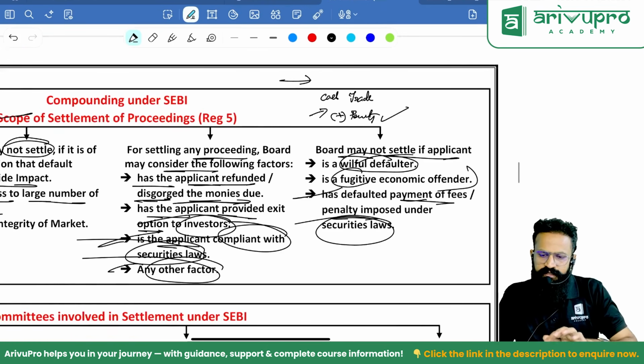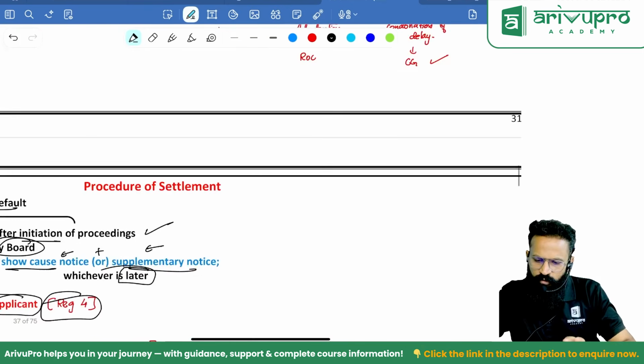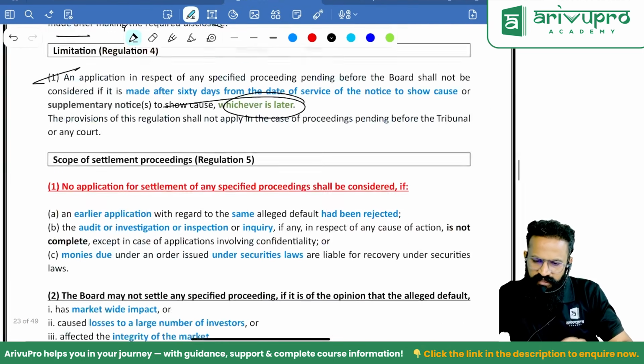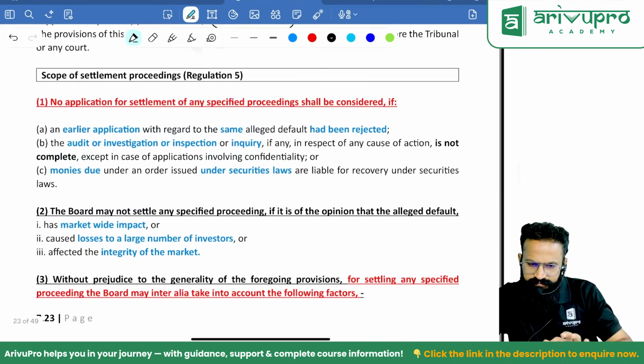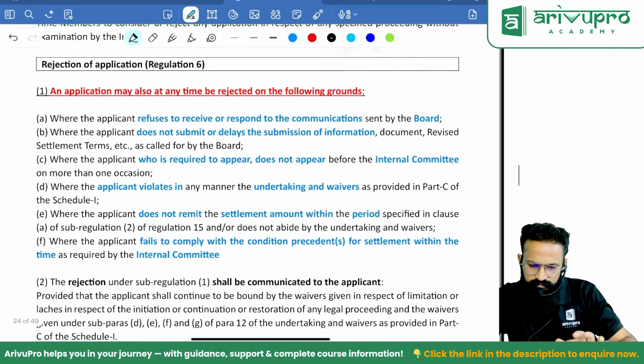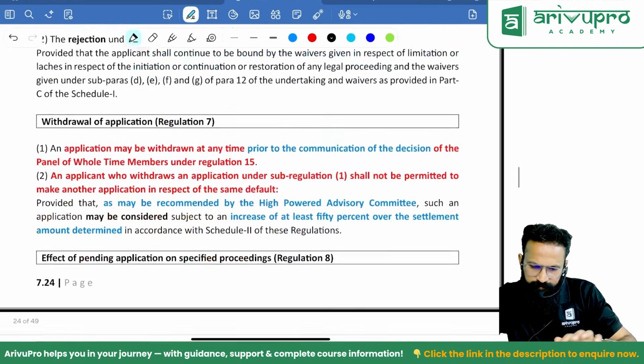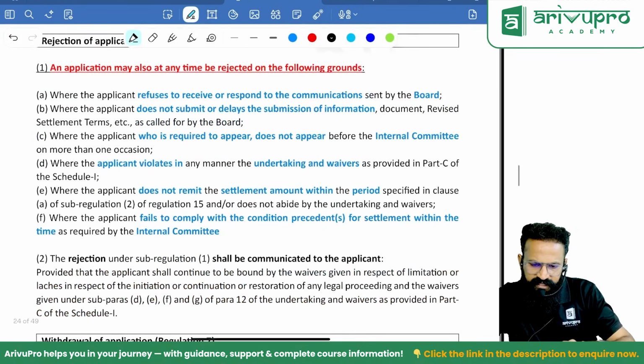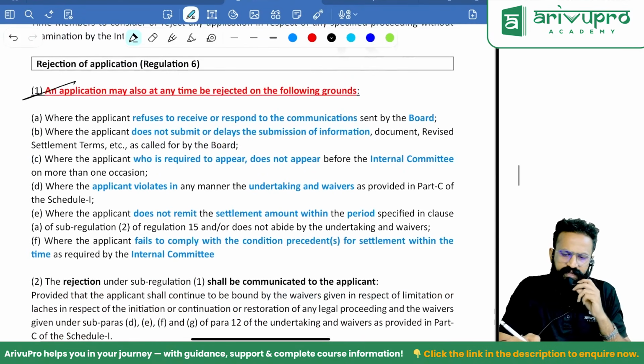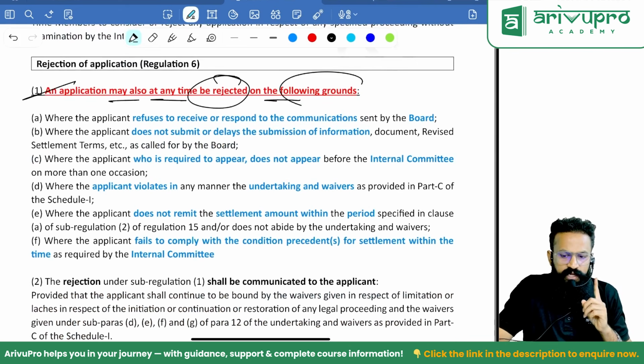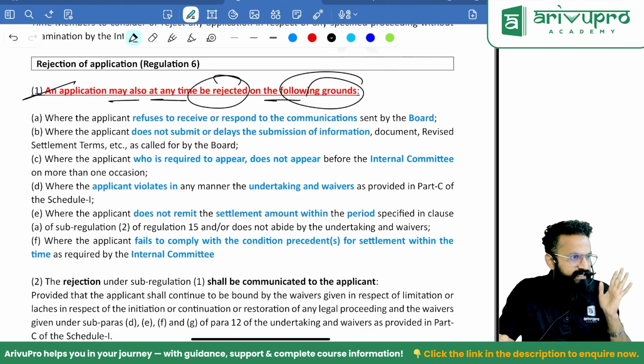Okay. Now, sir, we understood Regulation 5. What does Regulation 6 say? Regulation 6 says rejection of application. On these grounds we can reject the application itself. What does that say here? An application may also at any time be rejected on the following grounds. At any time it can be rejected on these grounds itself.